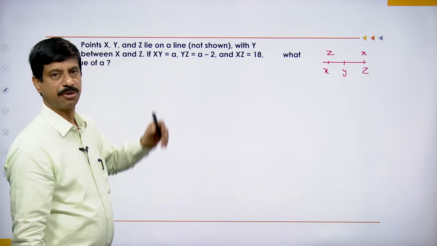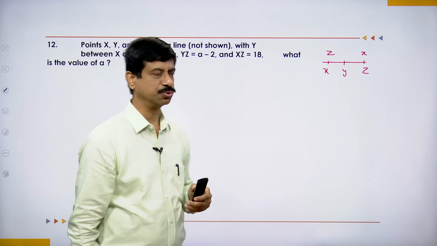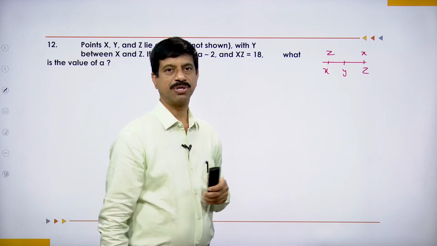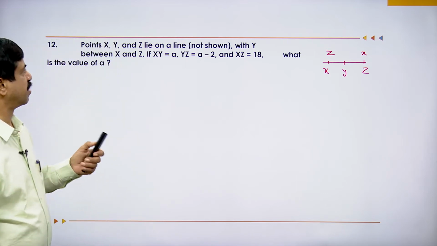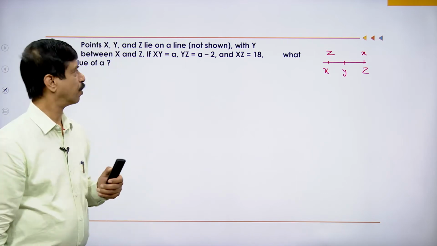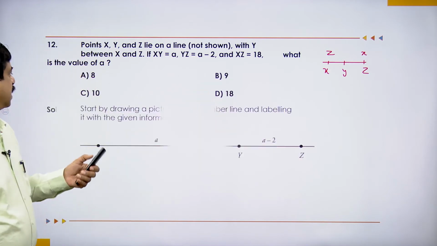So if xy equal to a, yz equal to a minus 2, zx equal to 18, what is the value of a? We should find out the value of a. Okay, so now options are given as 8, 9, 10 and 18.